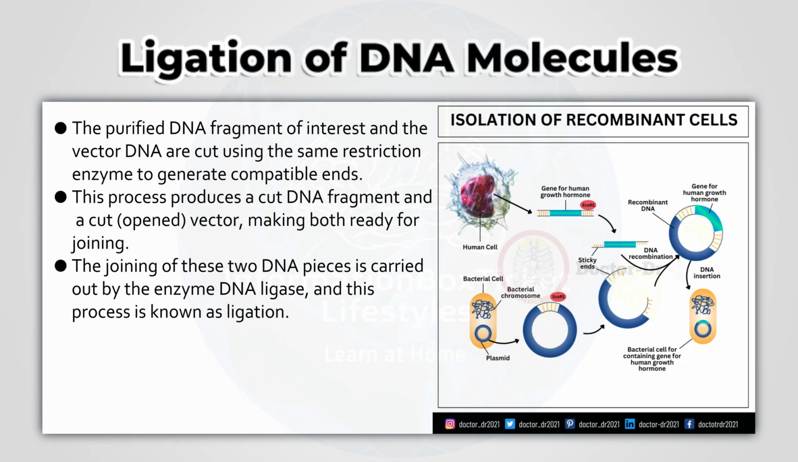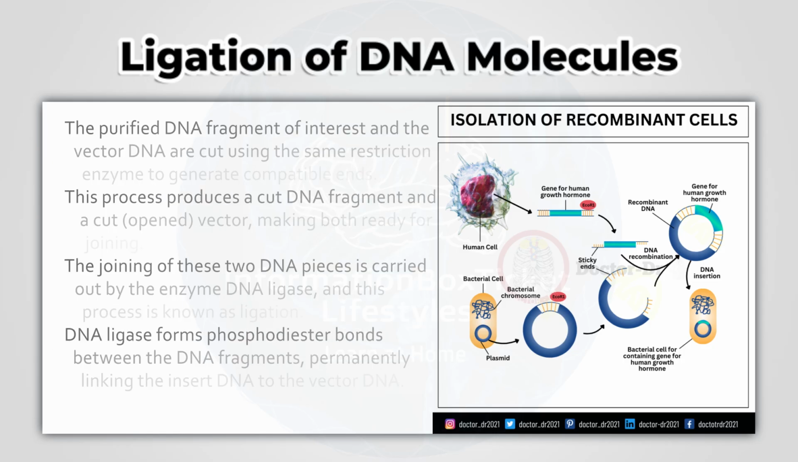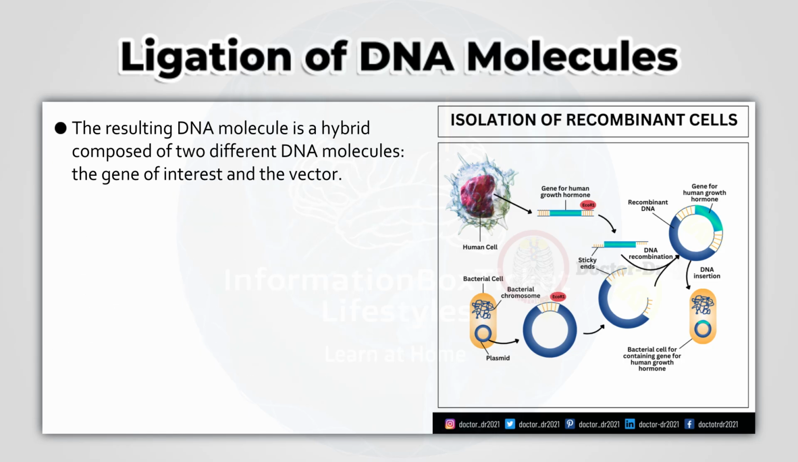The joining of these two DNA pieces is carried out by the enzyme DNA ligase, and this process is known as ligation. DNA ligase forms phosphodiester bonds between the DNA fragments, permanently linking the insert DNA to the vector DNA. The resulting DNA molecule is a hybrid composed of two different DNA molecules, the gene of interest and the vector.